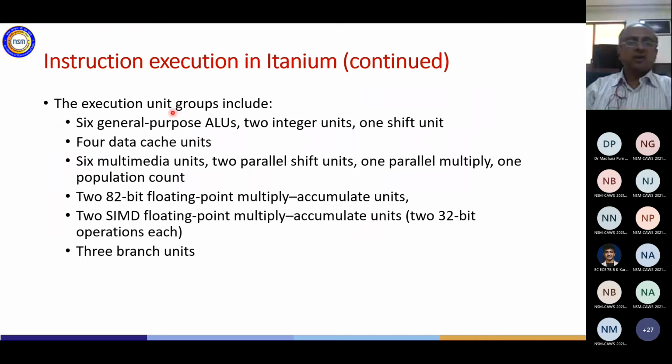So what are those groups? There are 6 general purpose ALUs. Like the question was asked, can add B comma C and add C comma D happen in parallel? Yes, they can. There are general purpose ALUs, 2 integer units, 1 shift unit, 4 data cache units, which just fetch data from the cache memory. There are 6 multimedia units, useful for SIMD architecture. There are shift units, as many times you need to shift the data. There is a multiply unit and so many of them. Floating point units. Branch units only decide on the branches. So in total there are 30 such units.